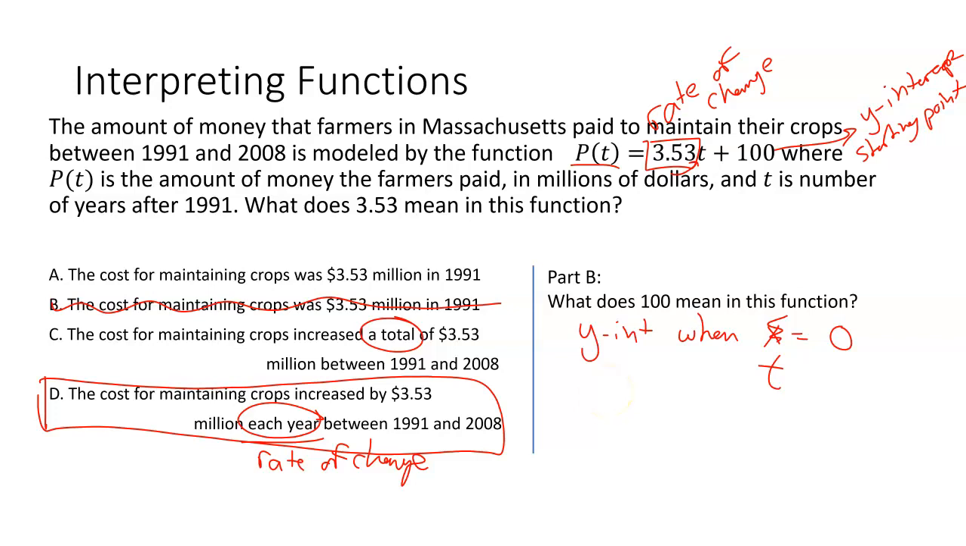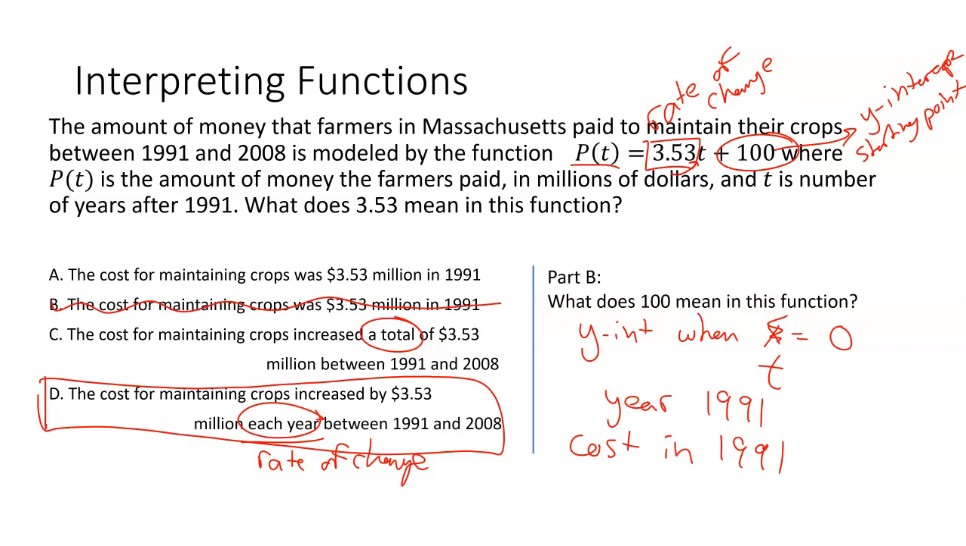0 years after 1991. So when t equals 0, we're dealing with the year 1991. How much money was spent in 1991? $100 million. So what does the 100 mean? The cost in 1991. The amount of money spent in 1991. So understanding what the slope means in this context and understanding what the y-intercept means in this context.